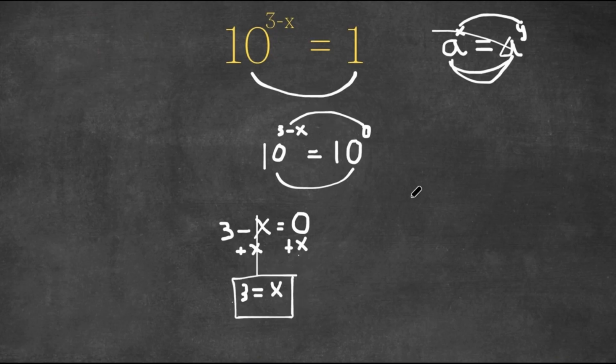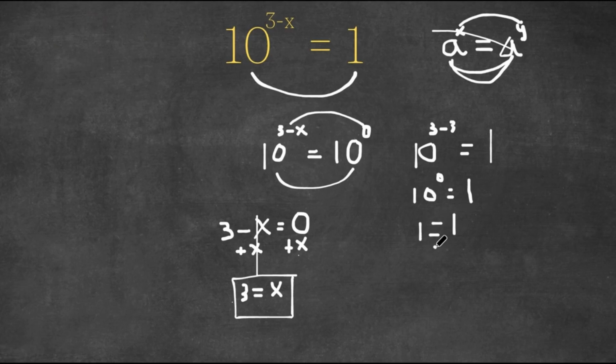Now, why don't we go ahead and plug it in to our equation? So this gives us 10 to the power of 3 minus 3 equals 1. 10 to the power of 3 minus 3 is 10 to the power of 0, equals 1. And remember, anything to the power of 0 equals 1. So 10 to the power of 0 equals 1. So we have 1 equals 1. And this is right, meaning our answer of x equals 3 is right.